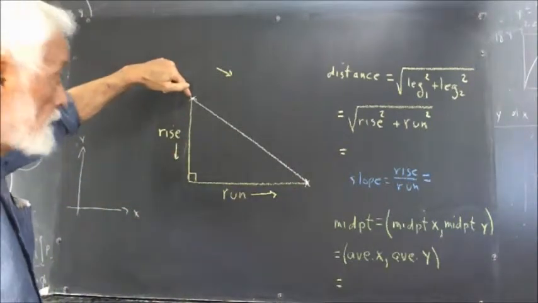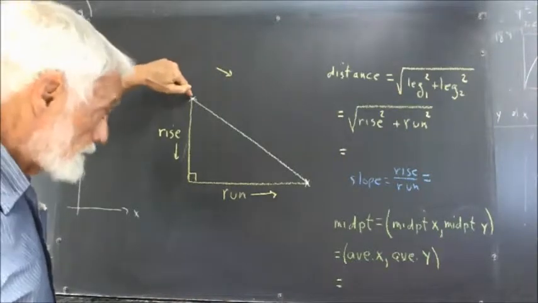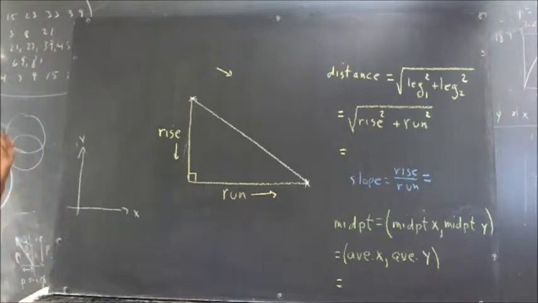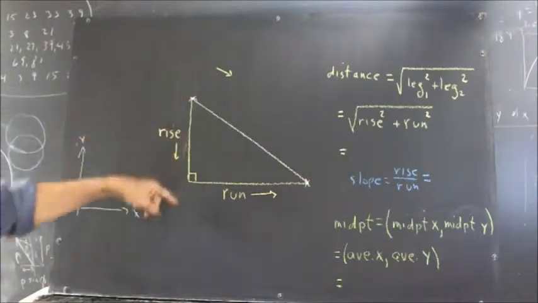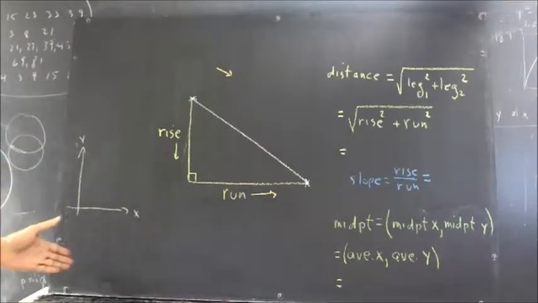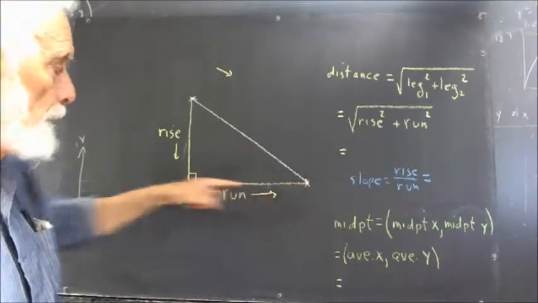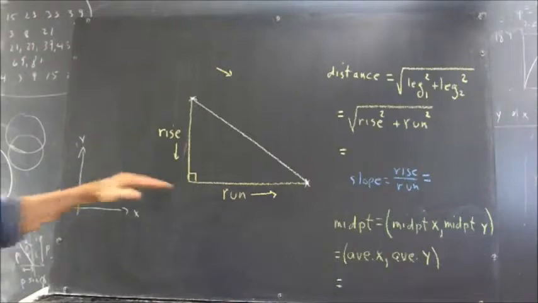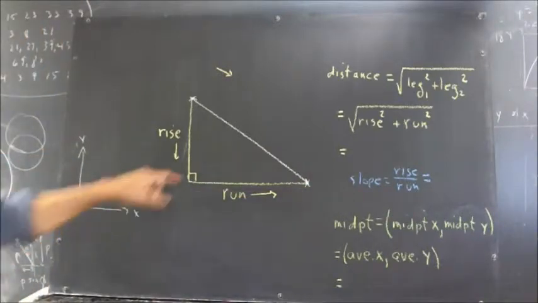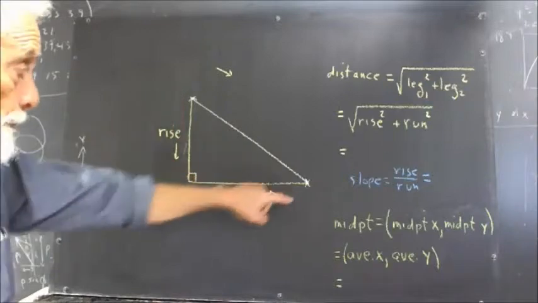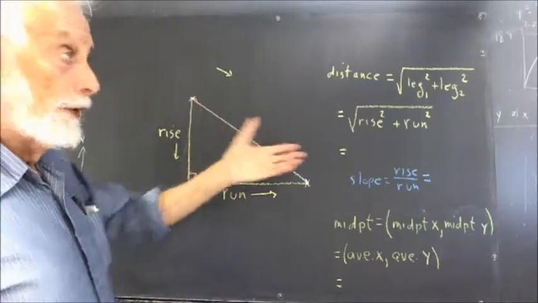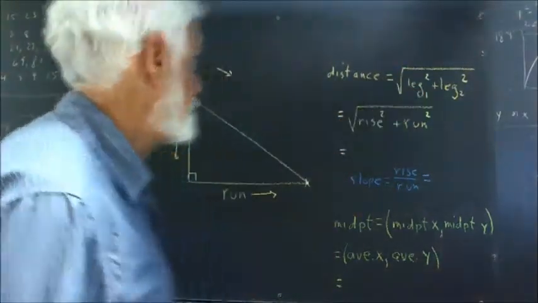One side is the line segment running from the first point to the second. Another side that I'll call the rise runs parallel to the y-axis. The other side that I call the run will run parallel to the x-axis. Since the x and y-axes are perpendicular, these 2 legs are perpendicular, so we can apply the Pythagorean theorem to find the distance between the 2 points.